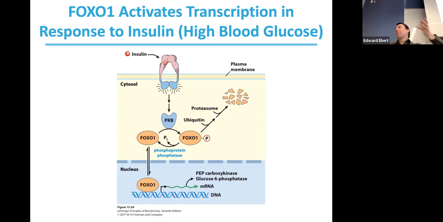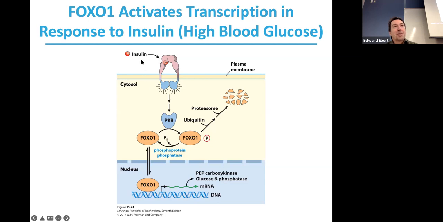Boom, we're glowing, like turning on the lights. So we get this autophosphorylation. Ultimately, we activate protein kinase B, which will phosphorylate FOXO1, and then it gets ubiquitinated from that. But when FOXO1 is dephosphorylated by this phosphatase protein, it can then go to the nucleus and turn on transcription for PEPCK and glucose-6-phosphatase.